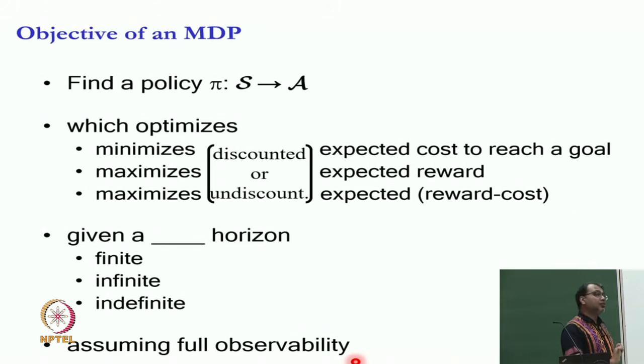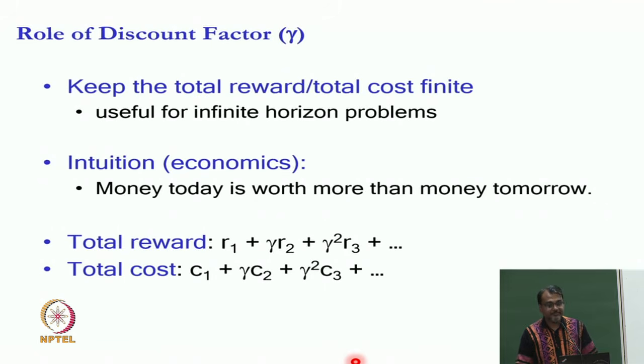So, what we are going to do is that we are going to again use an intuition from economics. We will say money today is worth more than the same amount of money tomorrow. Why? Because I can invest it in a bank and I will get a small return on top of it. So, therefore, money today is R, then money tomorrow will be gamma times R. I would have lost the interest of 1 day on that amount of money, and that is called the discount factor. So, discount factors are used to keep the total reward or total cost finite. These are specifically useful for infinite horizon problems.